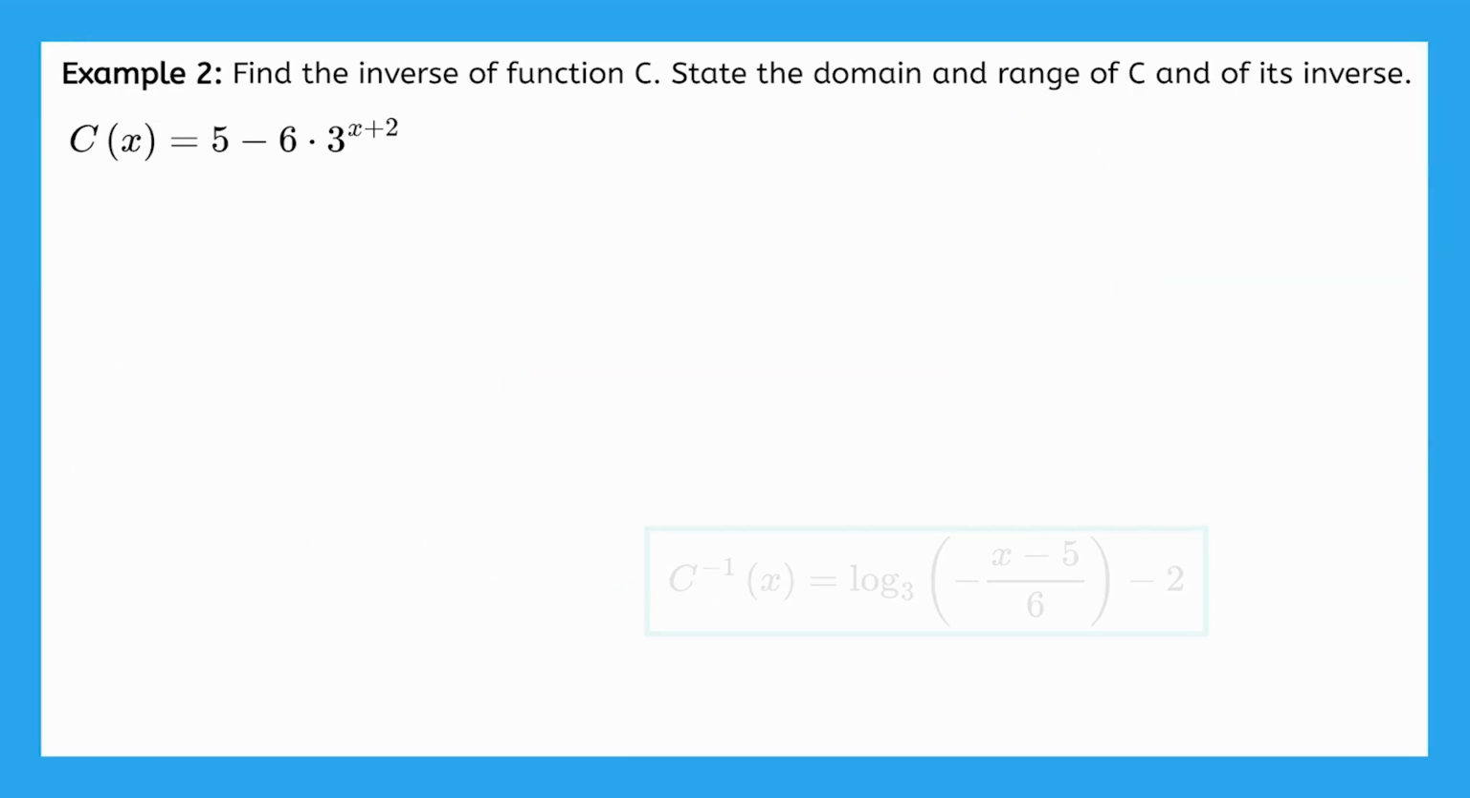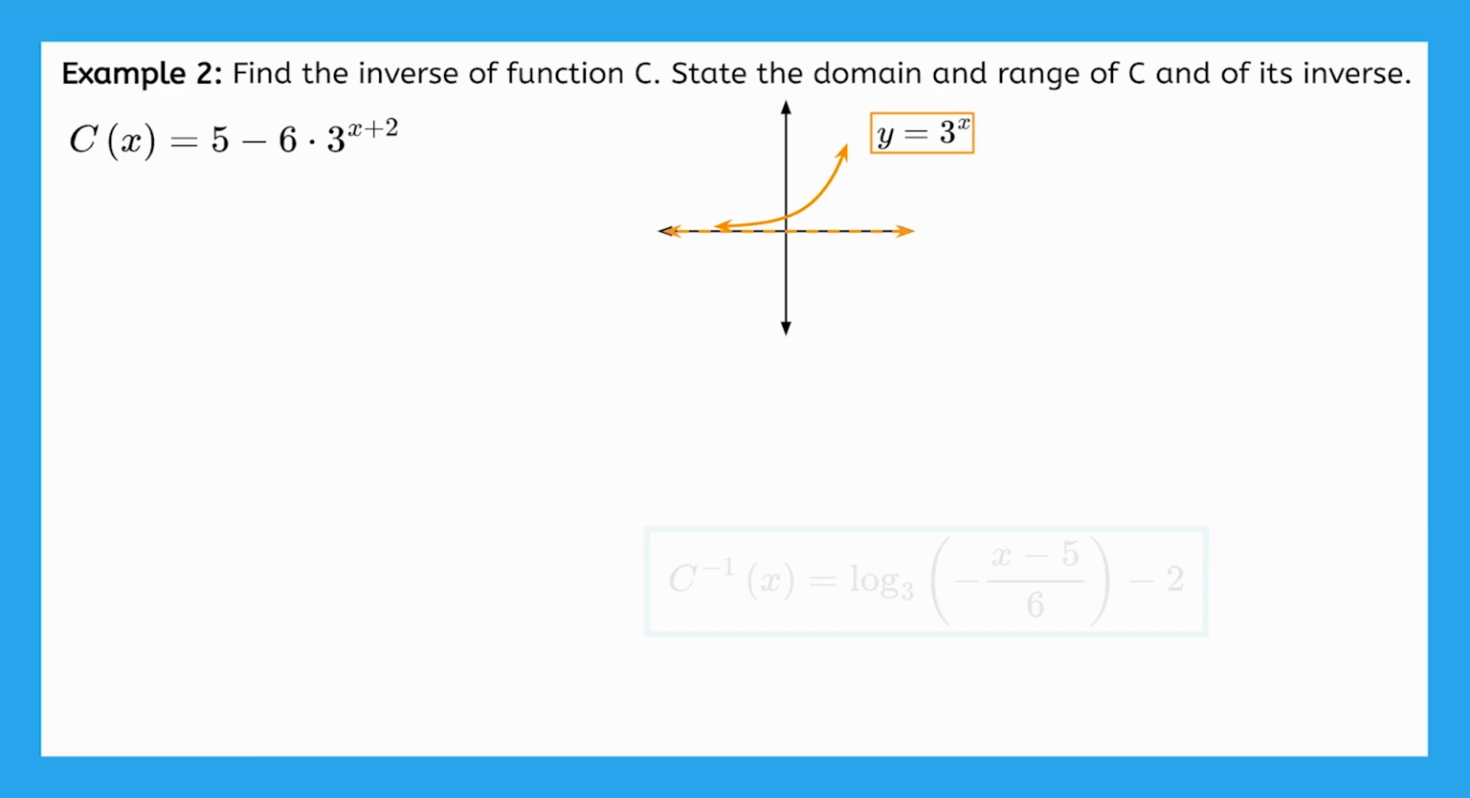Now let's find the domain and range of both c and its inverse. As we saw in our last lesson, a great way to visualize the domain and range of an exponential or a logarithmic function is by sketching its graph. Let's start by sketching the parent function of c, which is 3 to the x. We know it's exponential growth because 3 is more than 1 and that it has a horizontal asymptote at the x-axis. Now let's identify the transformations.